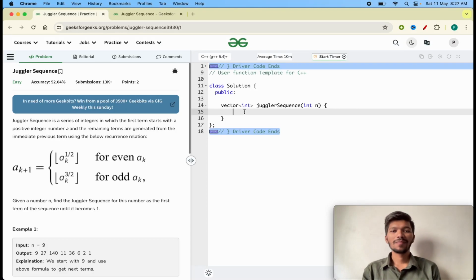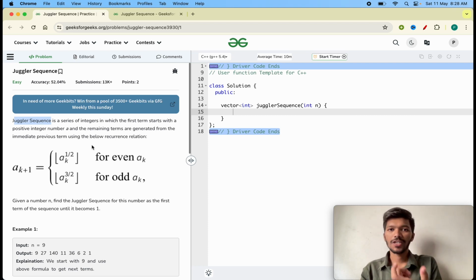So hello guys, today we will be solving the GeeksforGeeks problem of the day, that is called Juggler sequence. It is a very easy problem. I have already solved this problem, so I am making a video for you so that you can understand the concept. What does the question say? We are given a Juggler sequence, and that is what we need to create. Now, what do you mean by Juggler sequence?